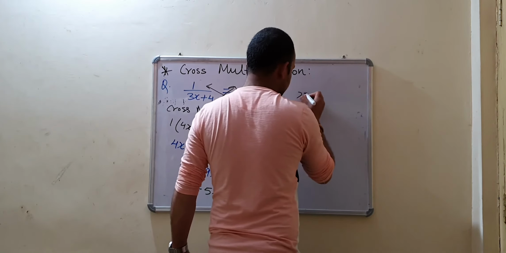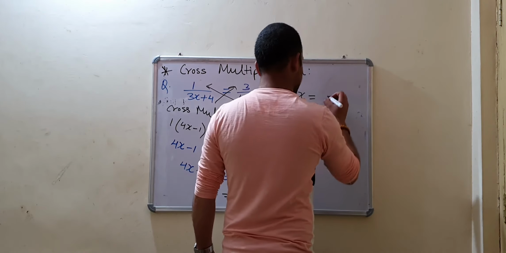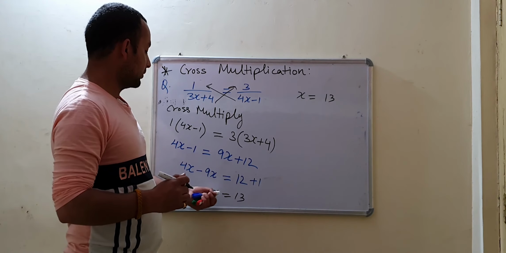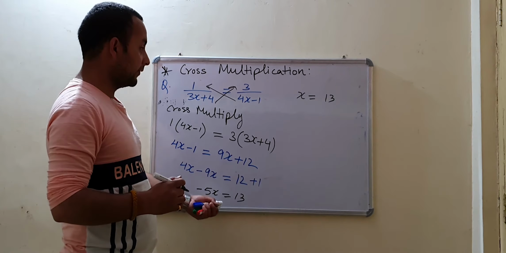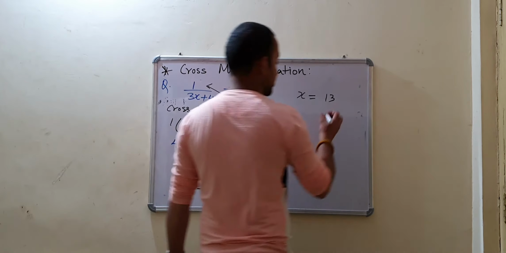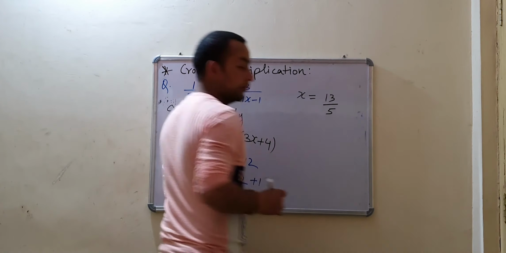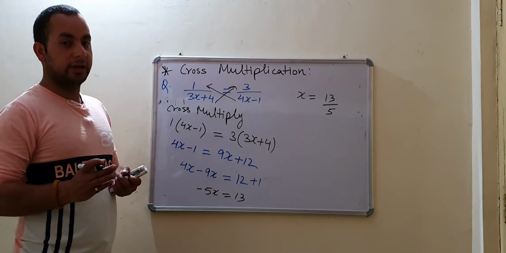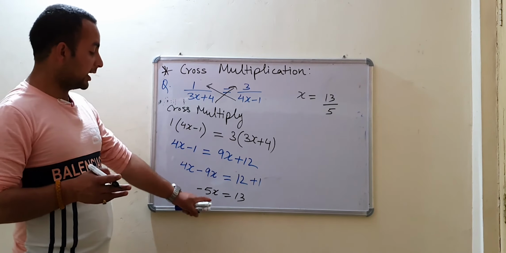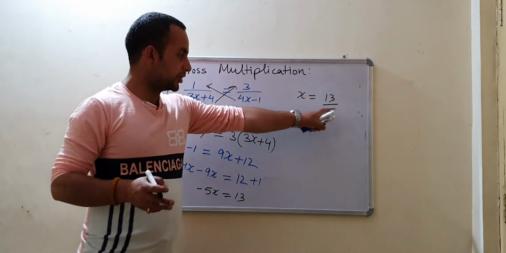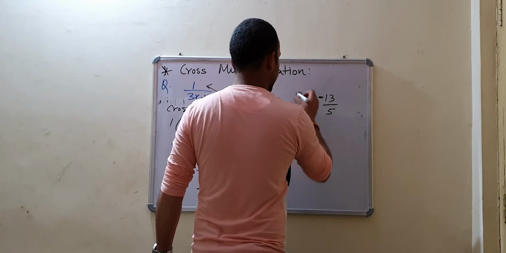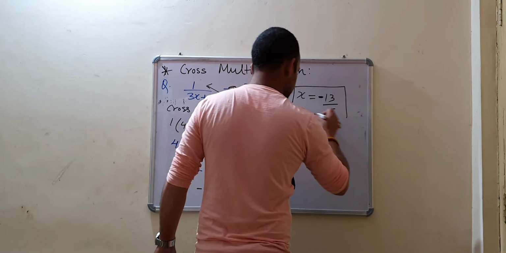You're going to find x, and I already told you that when there is a multiplication, the coefficient is in multiplication, negative 5x. So when you shift this negative 5 from left to the right, its operation will be changed. It will become divide. And I already told you that the denominator is always positive. You should not keep your denominator negative. So negative 13 upon 5 is your answer.